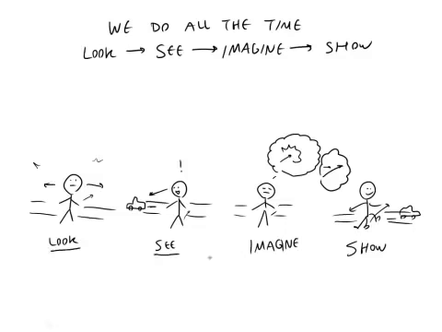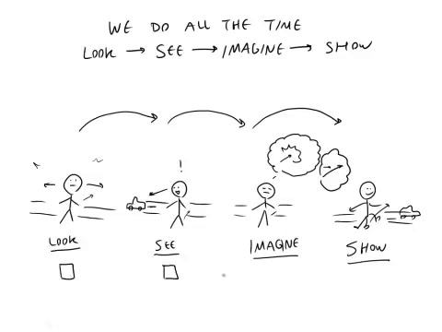Looking, seeing, imagining, and showing. It is a process that we are so comfortable with because it is the process by which we look at the world and take action today. All we're going to do in visual problem solving is find a series of ways to make these steps overt, repeatable, measurable, and specific.